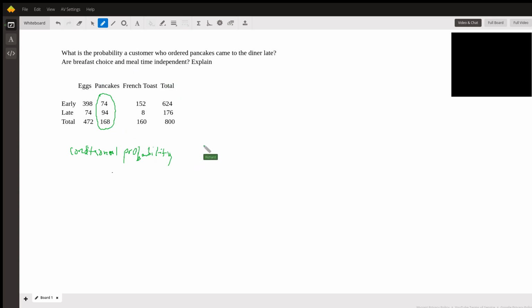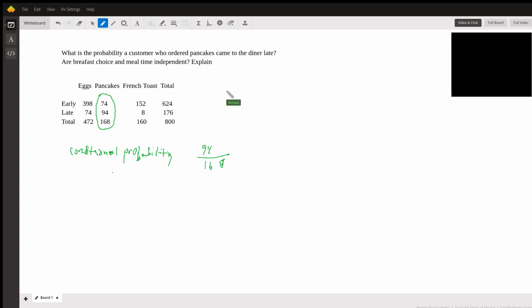It's just 94 over 168. So that's conditioned on the fact that you had pancakes. Another way of saying it, what's the probability of you arriving late given the fact that you ordered pancakes? So that's why it's called conditional probability. And sometimes in a word problem, they'll use the word given, which is really wonderful. If you see the word given in there, you're home free. You're going to just immediately notice that it's conditional probability.